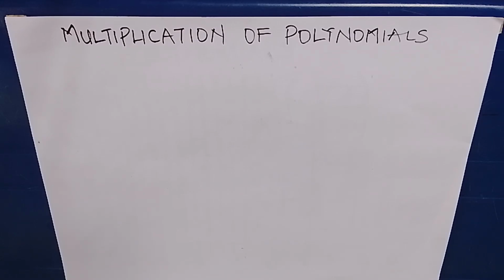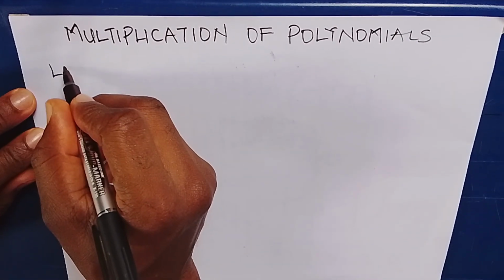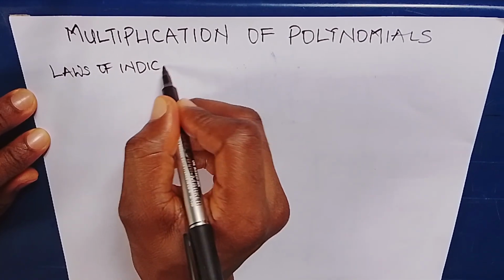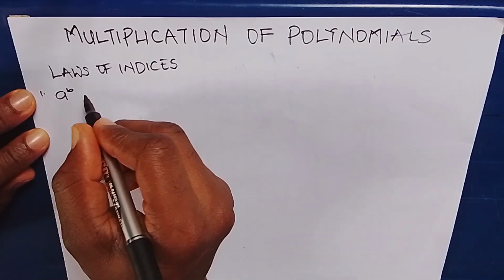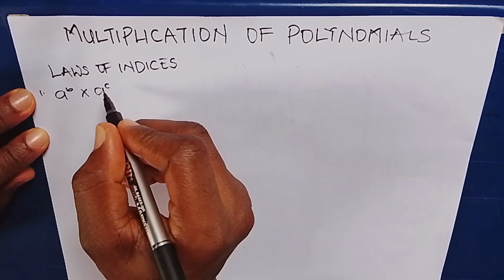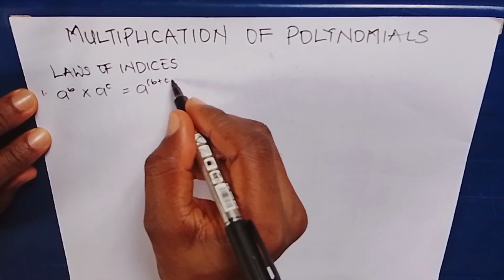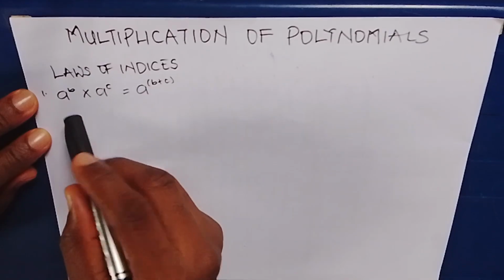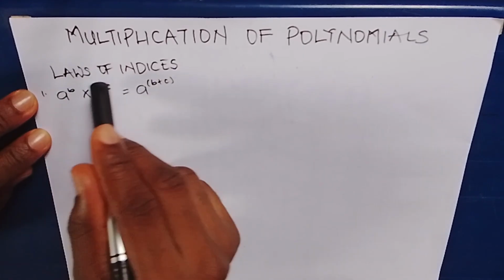In dealing with the multiplication of polynomials, there are certain laws I'd like you to be conversant with. First of all, let's deal with one of the laws of indices. We'll just pick one of them, which is a raised to the power b times a raised to the power c is equal to a raised to the power b plus c. In order for this to hold, the bases must be the same, which is a and a. And when it is multiplication, you add the powers.